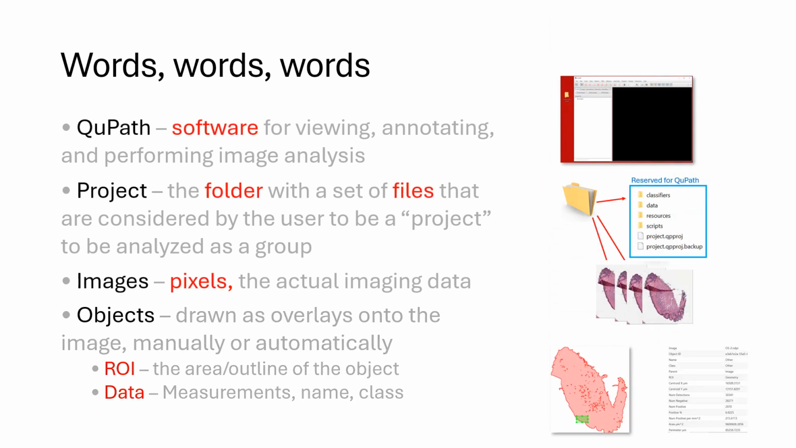So the primary things I wanted to get you to take away from this is that QPath is the software that we're using. The project, when we refer to it, is pretty much that folder with a set of files or images and all the associated data that goes with it. The images are going to be the pixels and pixel values that we use to generate objects. And those objects are each going to have an ROI, which is kind of the area and location, and then some data associated with it.